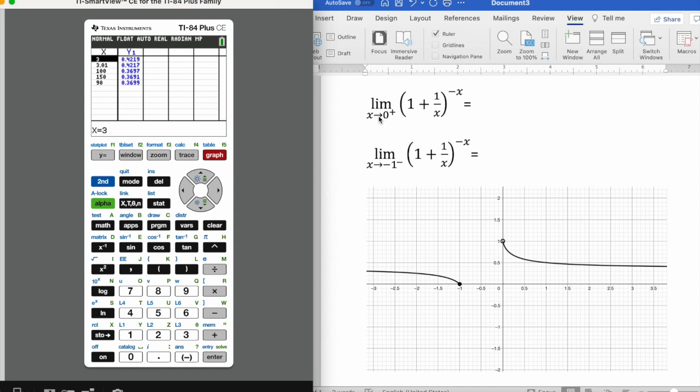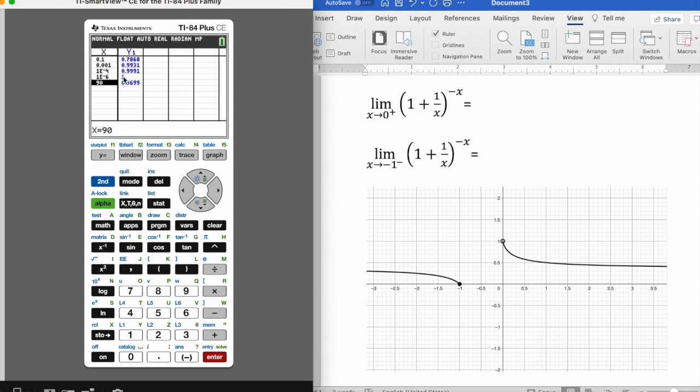So if we're looking at this first limit and we want to approach 0 from the right, that means we want to plug in values that are close to 0 but bigger than 0. So let's say we plug in 0.1 and hit enter, then maybe 0.001. We want to get closer and closer to 0. And 0.0001, then 0.00001. We're just going to keep getting closer and closer. And you can see that the closer we get, we're going to get to 1.